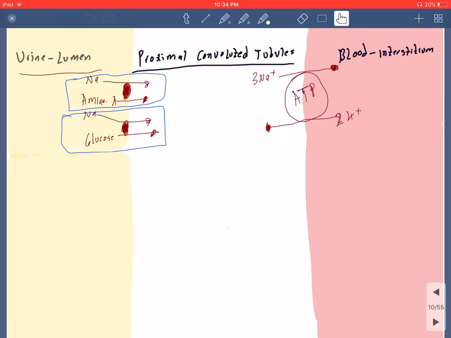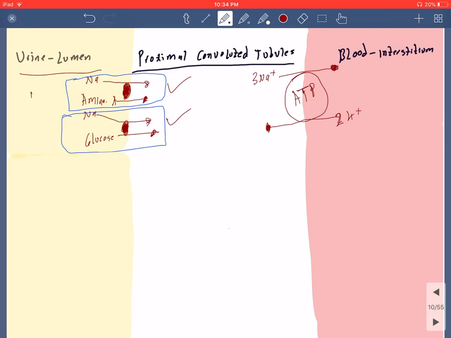Now, you guys might be wondering why I already have this drawn. This first part right here, the sodium amino acids and the sodium and glucose, is a representation to tell us that 100% of amino acids and 100% of glucose is reabsorbed back into the proximal convoluted tubule cells, which is then reabsorbed back into the blood.